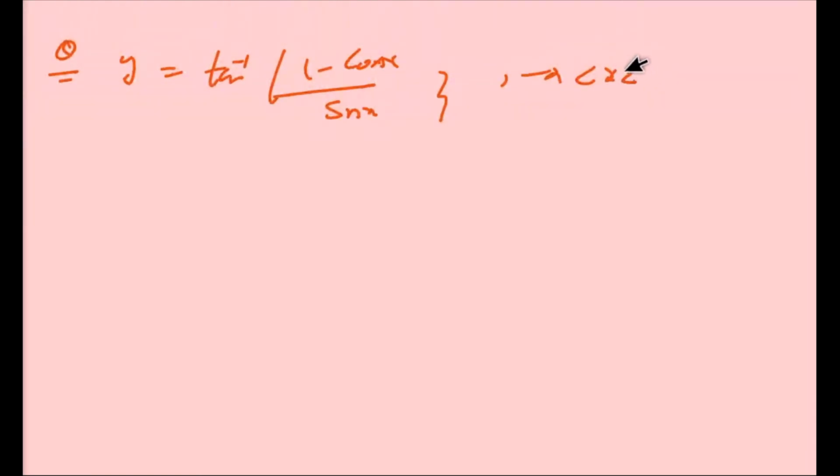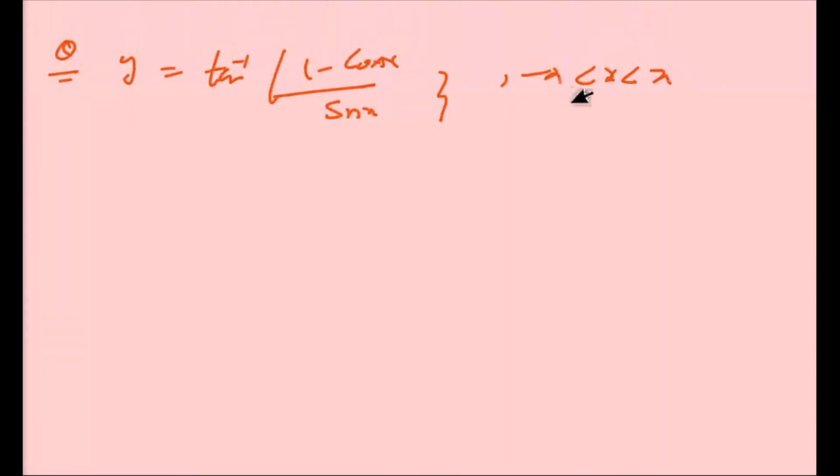Now the question is: differentiate y equal to tan inverse of (1 minus cos x) upon sin x, where the given range is minus pi less than x less than pi. If this condition is given, you have to use this condition here.